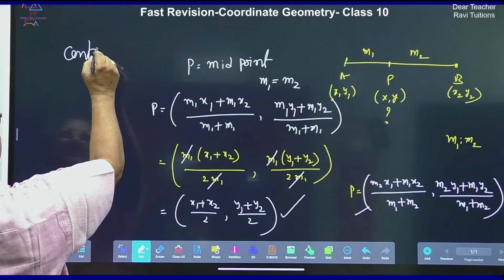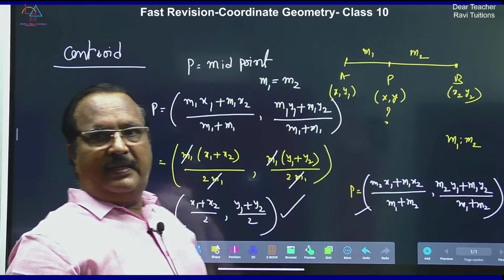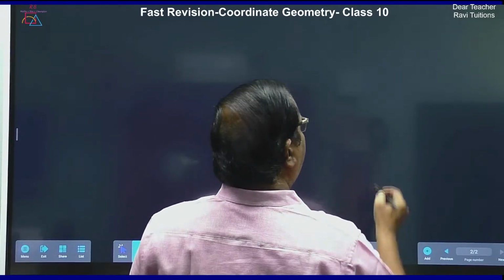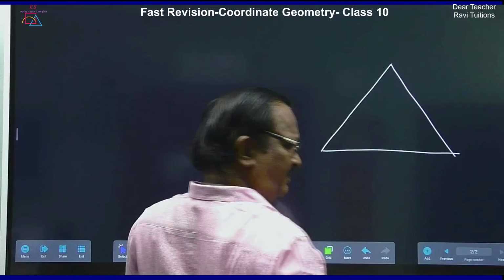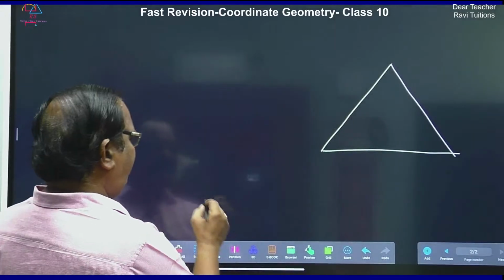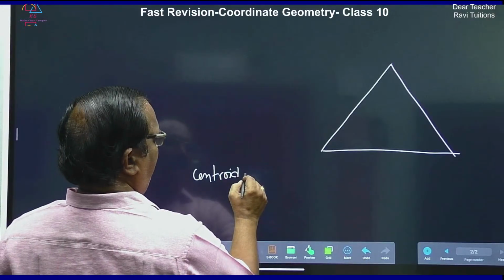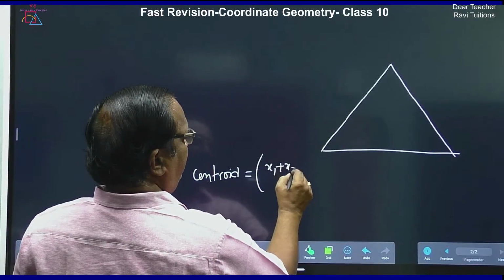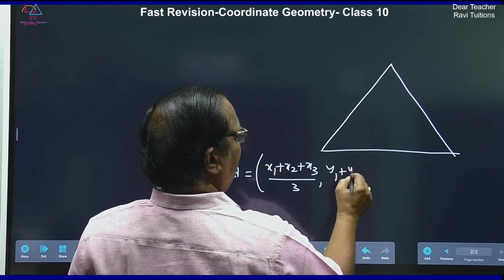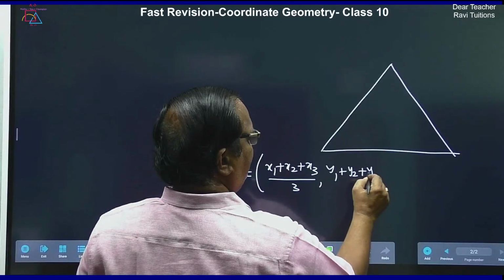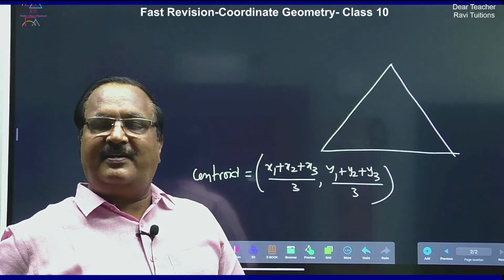Centroid formula. I will put it in the other case. What is centroid? First you should understand, otherwise without understanding also you can remember the formula. I will give you the centroid formula: x1 plus x2 plus x3 by 3 and y1 plus y2 plus y3 by 3. This is the centroid. You should know the centroid definition also.